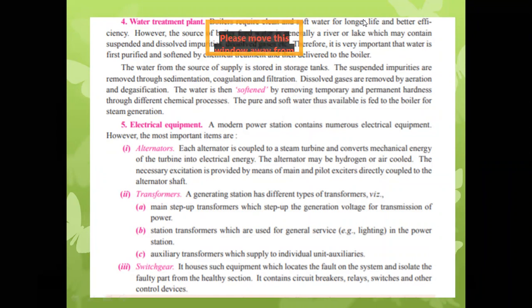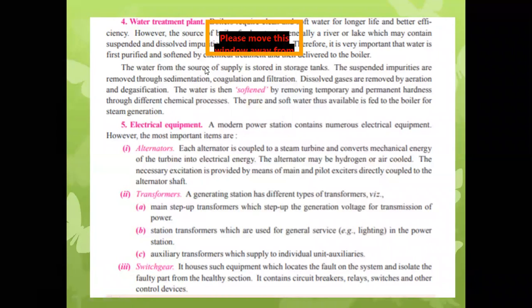440 kV as per our requirement, 765 kV, 900 kV. So for this purpose we have to use the step up transformer. Then the station transformers, which are used for general service. In the case of the station, transformers are also used for lighting purpose, not lightning, sorry, lighting purpose.